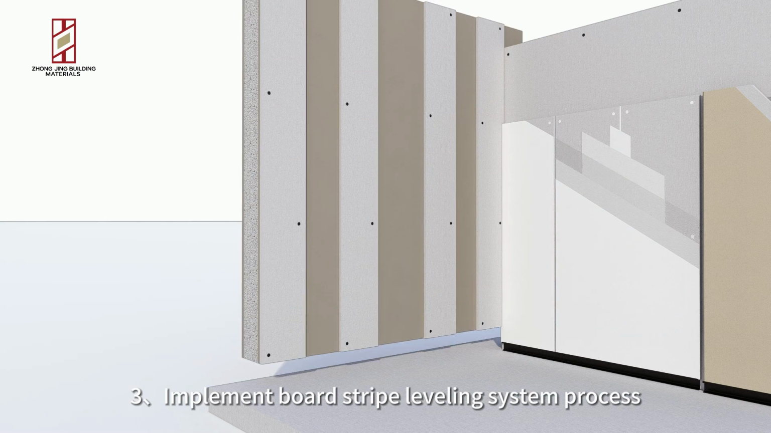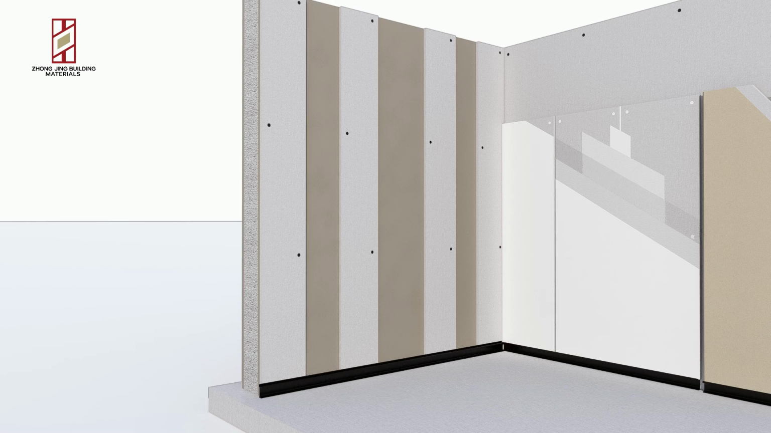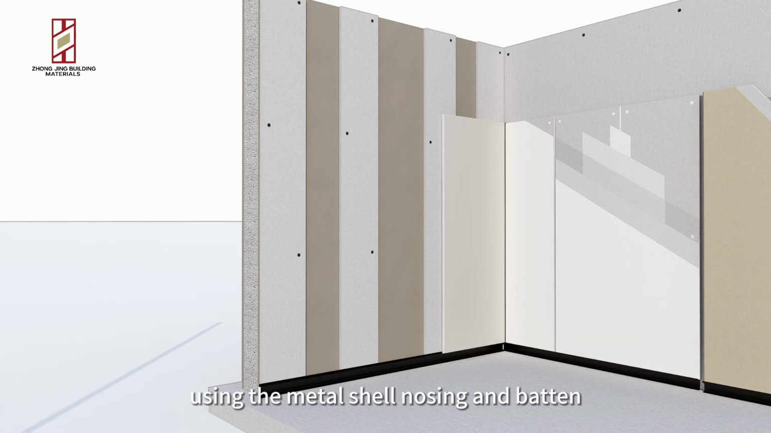Three, implement board stripe leveling system process on the surface of ALC lightweight partition board to make leveling. And then install the crystal coating board on the wall using the metal shell nosing and batten.